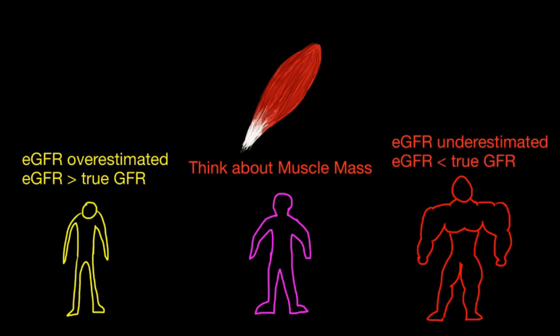Okay, now what about this figure over here on the right? So this person is very, very muscular, perhaps a bodybuilder. And so in this kind of a patient, the serum creatinine may be elevated. It may be higher than what we'd see in a person of the same age, same gender, same race. And so using an estimating equation would probably underestimate the GFR. So the eGFR is going to be lower than the true GFR.